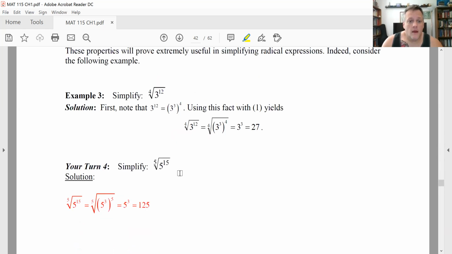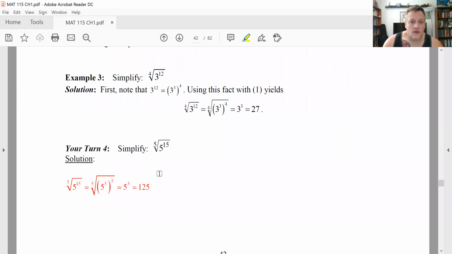All right. In terms of the your turn, you have the 5th root of 5 to the 15, right? So if you want to rewrite 5 to the 15 as something to the 5th power, you have 5 cubed to the 5th inside an odd index root. Of something to that same power, you just get that thing back. And so you get 5 cubed or 125.